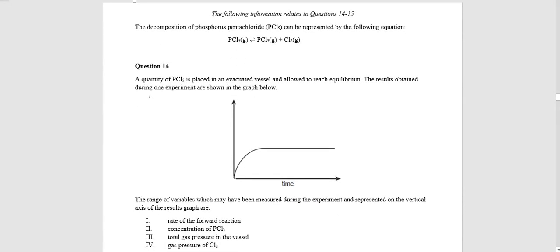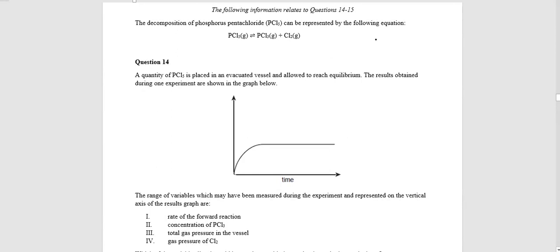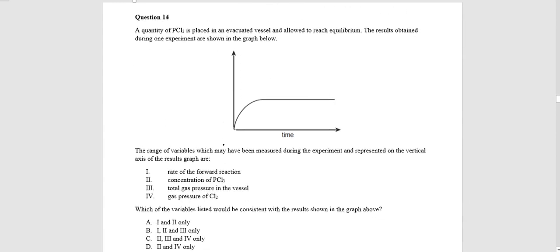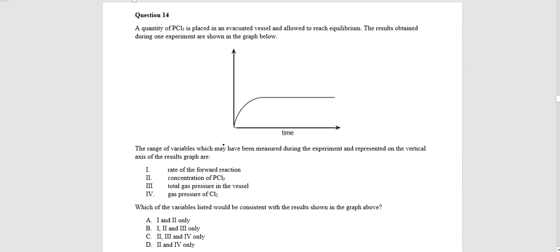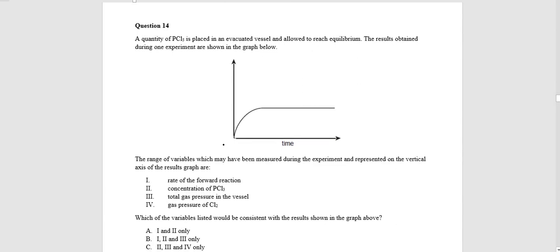The decomposition of phosphorus pentachloride can be represented by the following equation. A quantity of PCl5 is placed in an evacuated vessel and allowed to reach equilibrium. The results obtained during one experiment are shown on the graph. And then you have a range of variables which may have been measured during the experiment. And you need to see which one will match the graph. Okay, let's go through each of them.